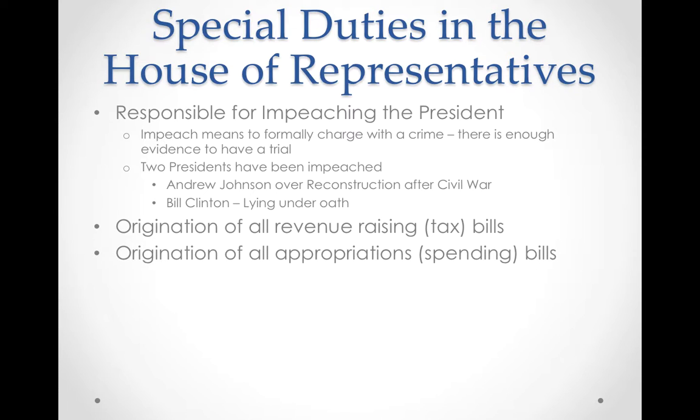And the same with appropriations. And these are spending bills. If we talk about appropriating something, we're talking about taking money and spending it on something. So if the government is going to tax us more or spend money, those bills have to start in the House of Representatives because they are closer to their constituents, because they serve a smaller number of people and they serve for a much shorter length of time.